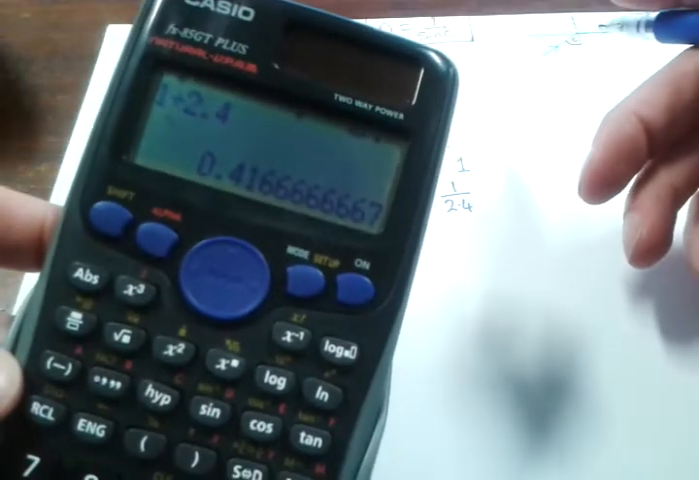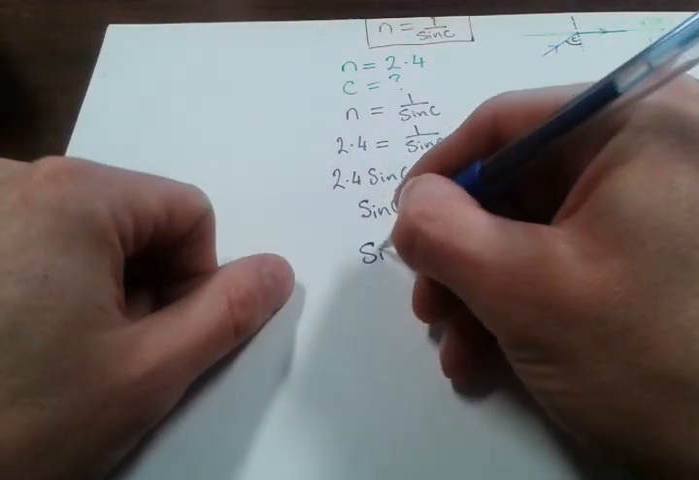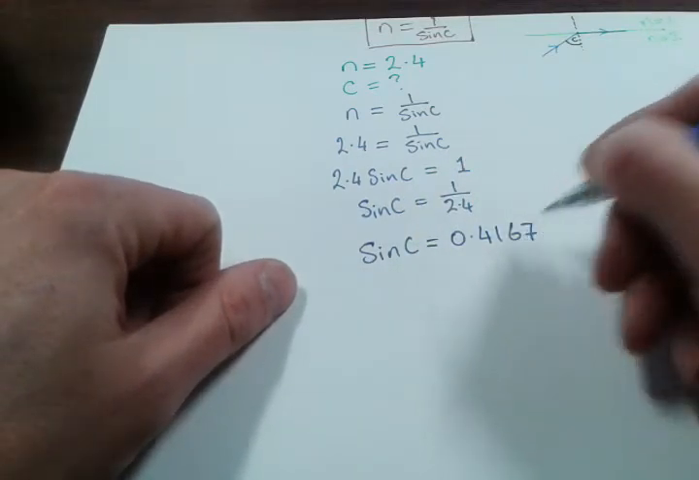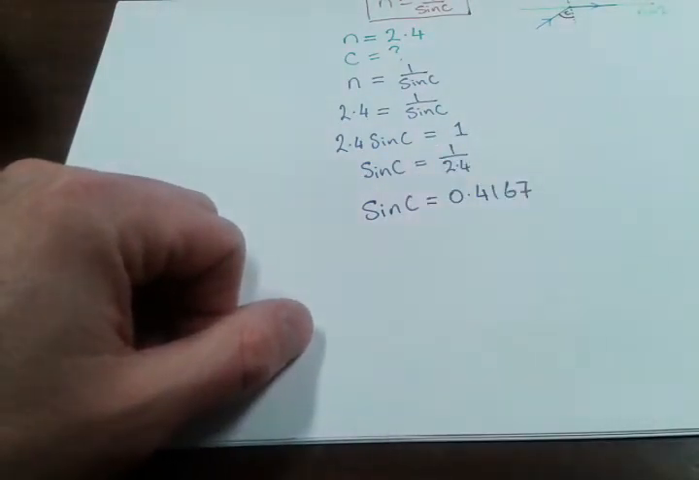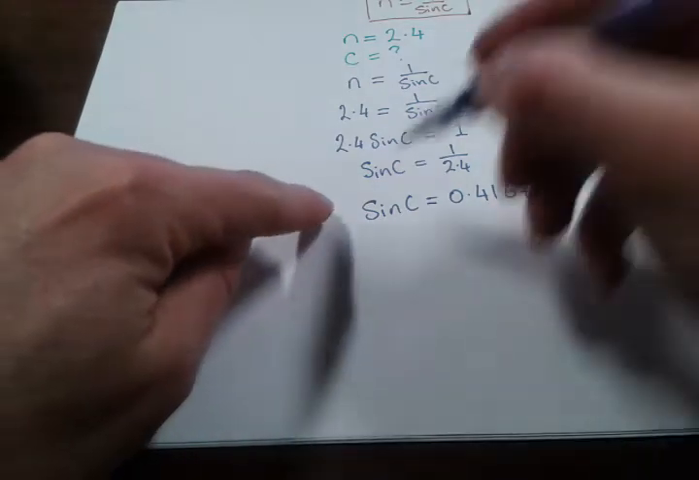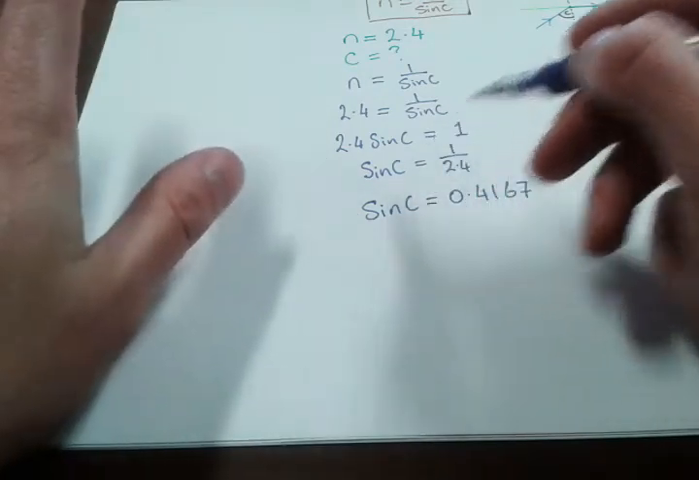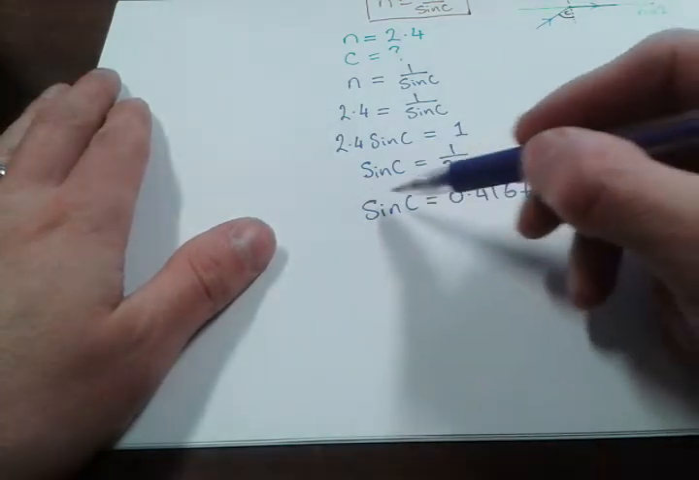So let's see what 1 over 2.4 is. 1 divided by 2.4, and I get a value of 0.4167. So sine c is equal to 0.4167. And I just want c. Now this is something that students find a little bit tricky at times. The sine function is operating on c as the argument, so I want to get rid of the sine.